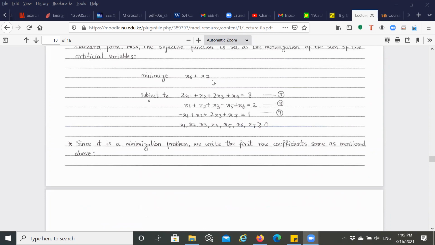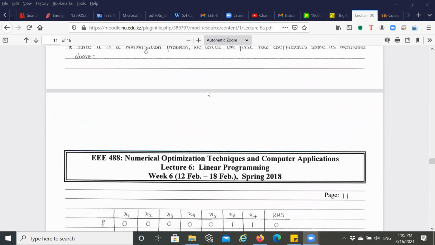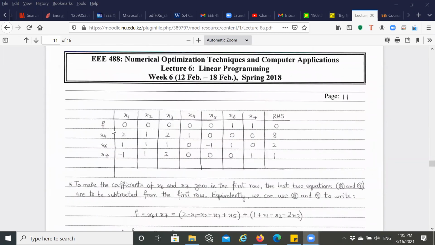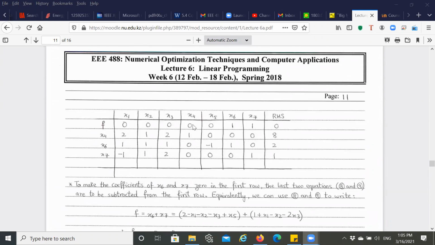Harasha? Yes. Okay, so great. So now what we have is this guy. We want to minimize this subject to this. So we put this in the tabular form as we have seen earlier. So now what we want to do is make it so this is the coefficient of the auxiliary variables. So x1, x6, and x7 is 1, 1, right?